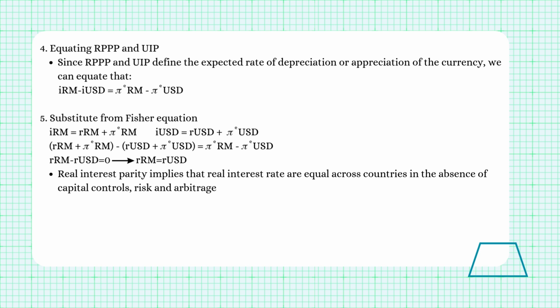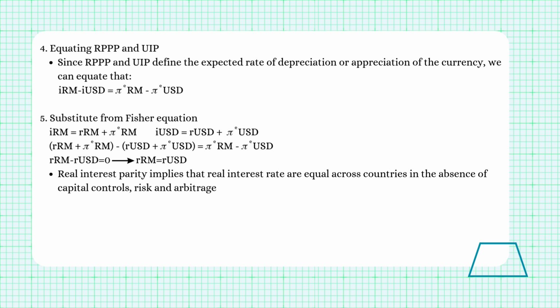Next, we equate the RPPP and the UIP. Since relative purchasing power parity and uncovered interest parity both define the expected rate of depreciation or appreciation of the currency, we can equate them: interest rate of RM minus interest rate of USD equals expected inflation of RM minus expected inflation of USD. Then we substitute from the Fisher equation. So the nominal interest rate of RM equals the real interest rate of RM plus expected inflation of RM, and the nominal interest rate of USD equals the real interest rate of USD plus expected inflation for USD.